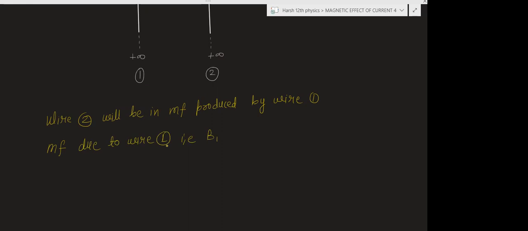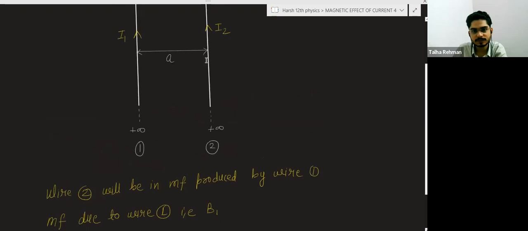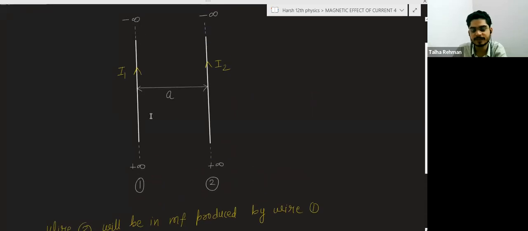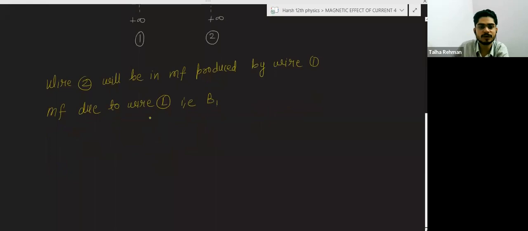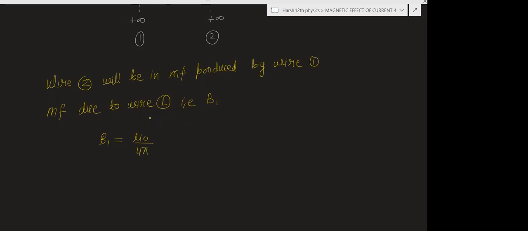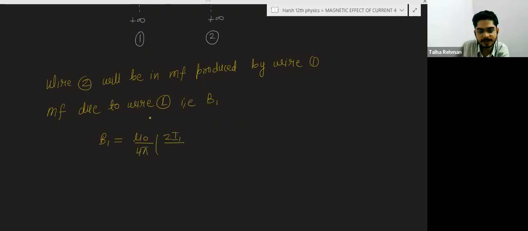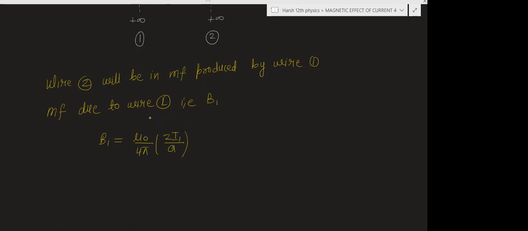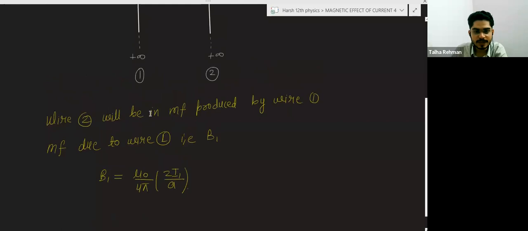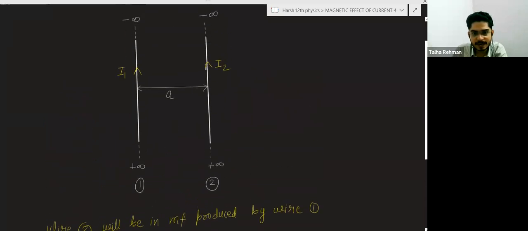So can you tell me what will be the magnetic field at this point, at a distance d from this wire, for the infinitely long wire? What is the formula? B1 is equal to mu 0 divided by 4 pi, 2 I1 divided by d. Yes. So this is your magnetic field. So this B1 is the magnetic field on this wire. Means due to this wire at a distance d from the wire, the magnetic field will be this. So this wire 2 is in the magnetic field B1.